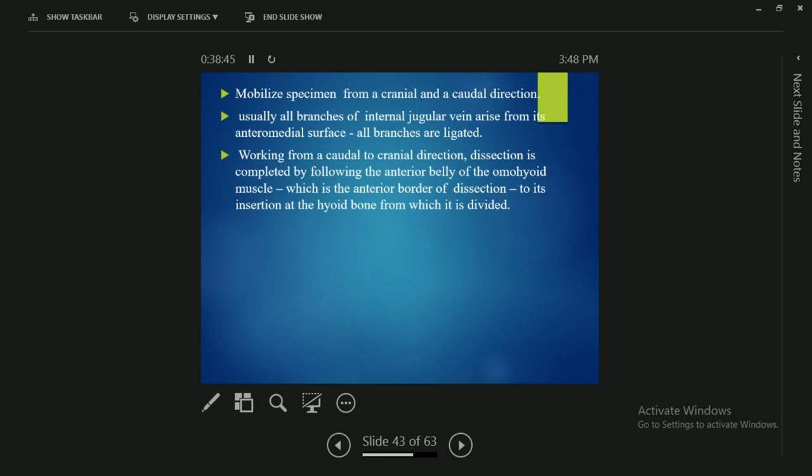Mobilize the specimen from cranial and caudal direction. Usually, all branches of the internal jugular vein arise from its anteromedial surface, and all those branches should be ligated. Working from caudal to cranial direction, dissection is completed by following the anterior belly of the omohyoid muscle, which is the anterior border of dissection, to its insertion at the hyoid bone, from which it is divided.